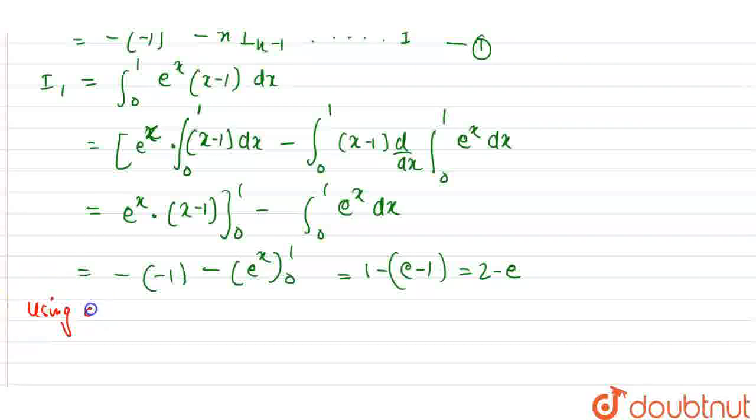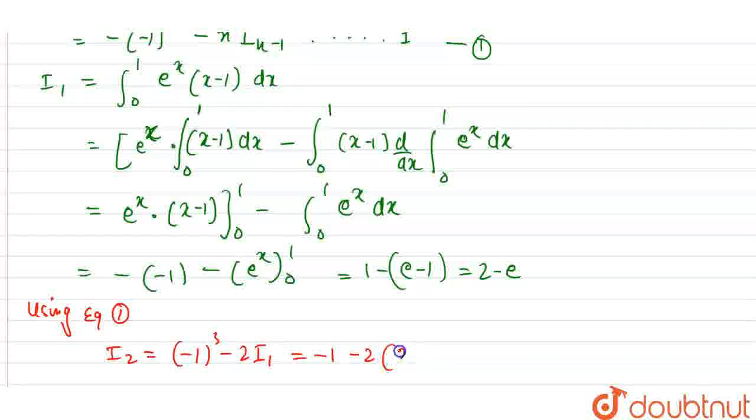Using equation number 1, what we are going to get is I2 is equal to 1 minus 2 I1, which is 1 minus 2 times (2 minus e), which is equal to 2e minus 5.